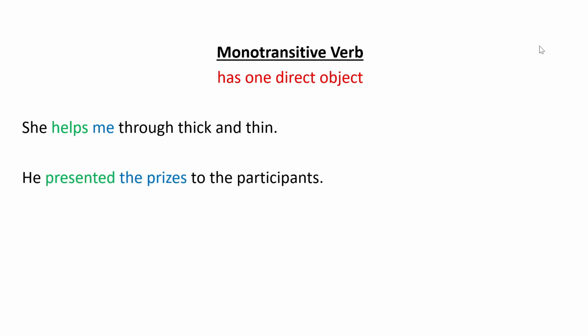Similarly, he presented the prizes to the participants. He presented what? The prizes. So the prizes here is a direct object and presented is a monotransitive verb. Another example is they organized the event skillfully. They organized what? The event. So organized is a monotransitive verb.